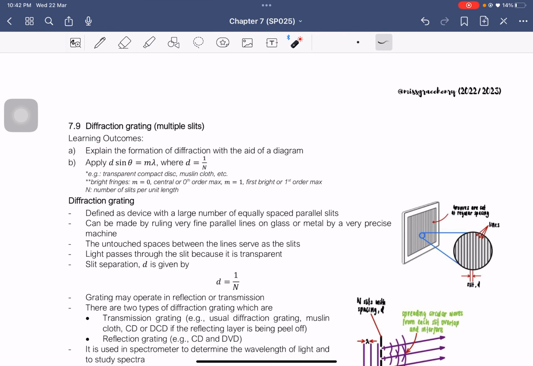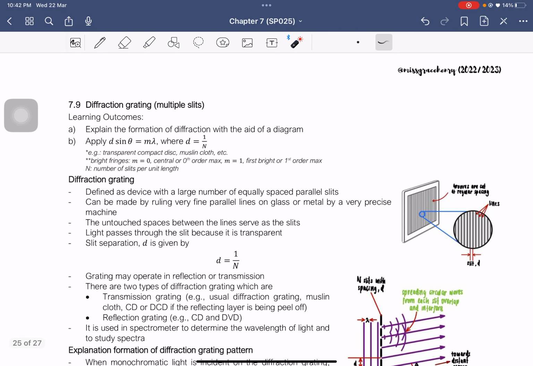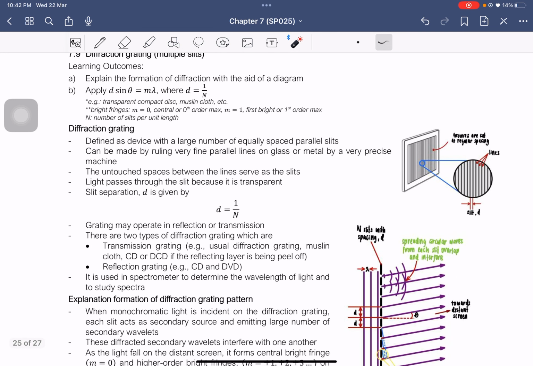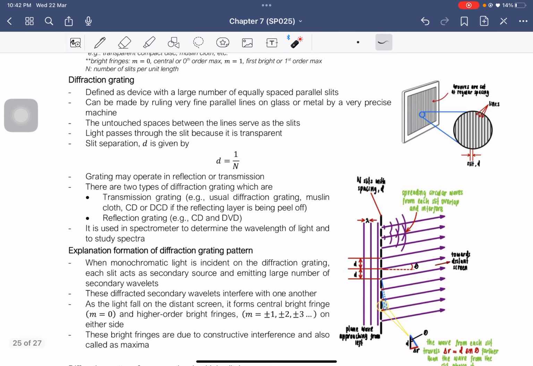Okay, last subtopic for this chapter, diffraction grating, which has multiple slits. In this subtopic, you have to be able to explain the formation of diffraction with the aid of a diagram, and lastly, apply this formula in any sorts of problems. For bright fringe, m is going to be equal to 0 when it is at 0th order max. For first bright or first order max, m is going to be equal to 1. Capital N here is the number of slits per unit length.